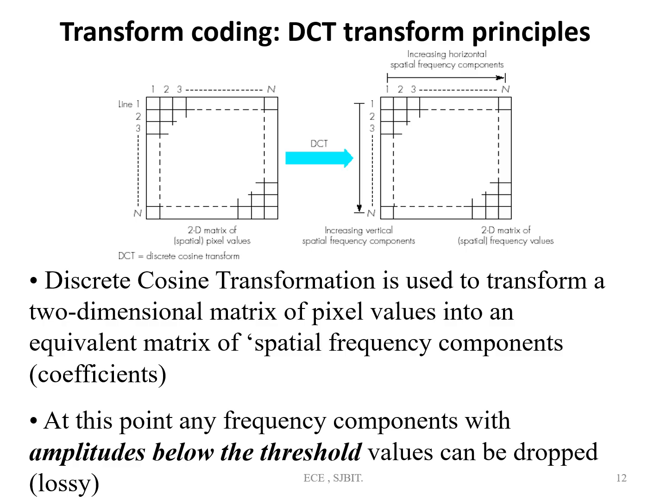A discrete cosine transformation is used to transform a two-dimensional matrix of pixel values into an equivalent matrix of spatial frequency components. At this point, any frequency component with amplitude below the threshold value can be dropped easily, which leads to a lossy transmission. This diagram shows the 2D matrix of the pixel values, which represents the discrete cosine transform values.